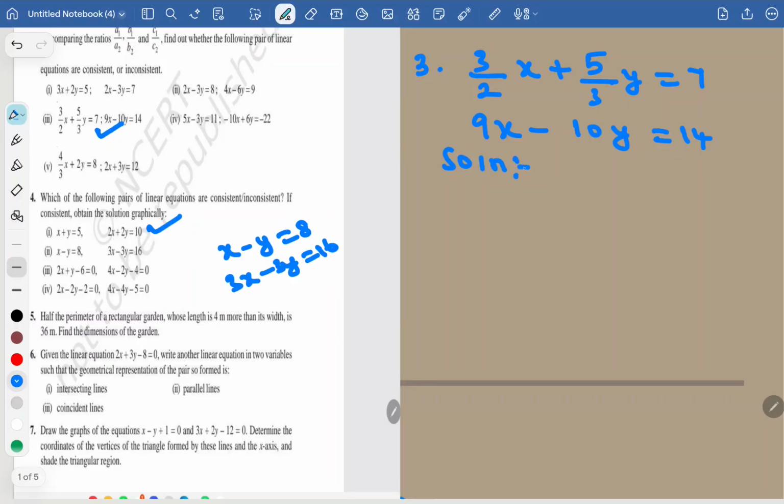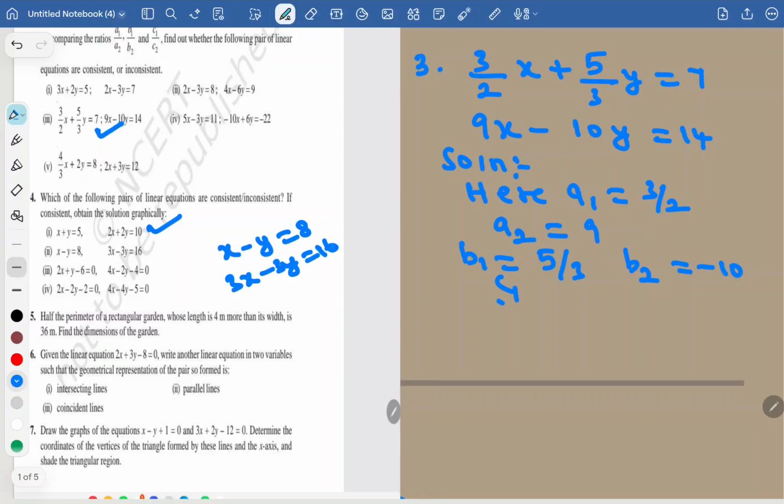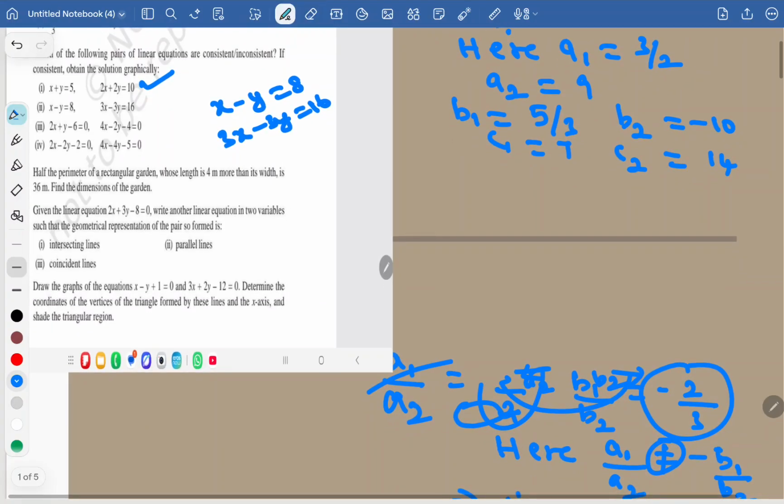Solution. If we compare, what is a1? 3 by 2. What is a2? 9. What is b1? 5 by 3. b2 is minus 10. What is c1? 7. What is c2? 14. Now find the ratios.